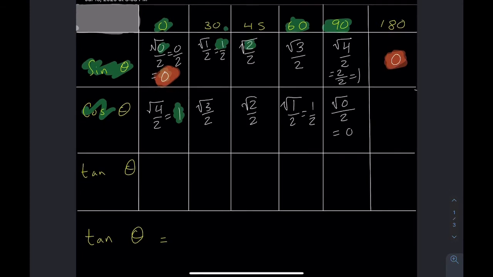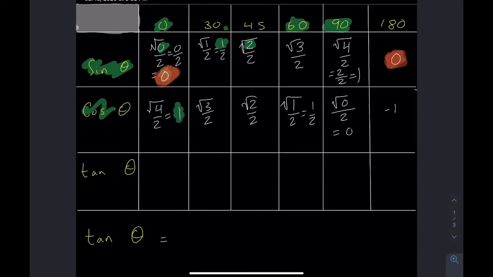Now cosine does the same thing, except it flips the sign. So what we do here is we take 1, so we know sine of 0 is 1, and we just make it negative. So if cosine of 0 is 1, then cosine of 180 is negative 1.